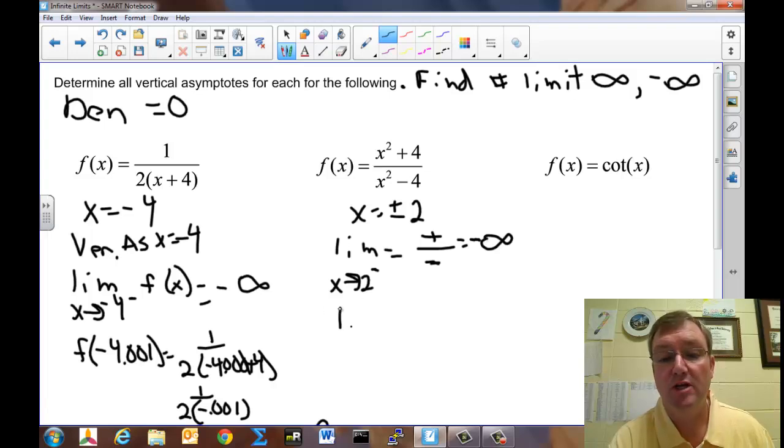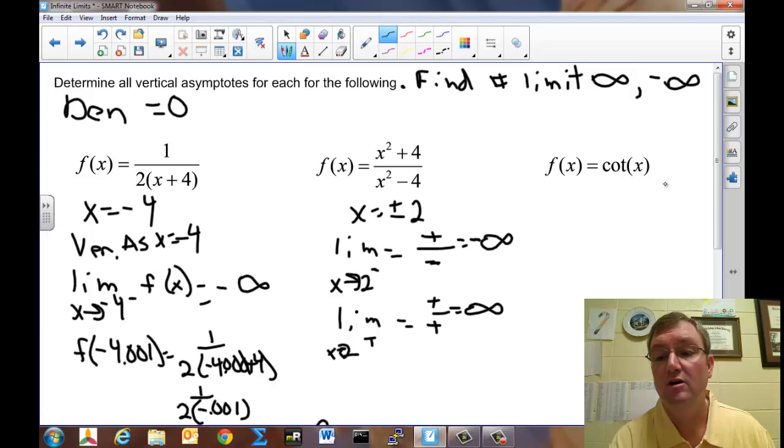What about if we look at it from the right side? As x approaches 2 from the right, again, the numerator is going to be positive. We're talking about a number a little bit larger than 4, 4.01 minus 4. It's going to give us a small number, but a positive number. And positive divided by positive gives us, once again, infinity.